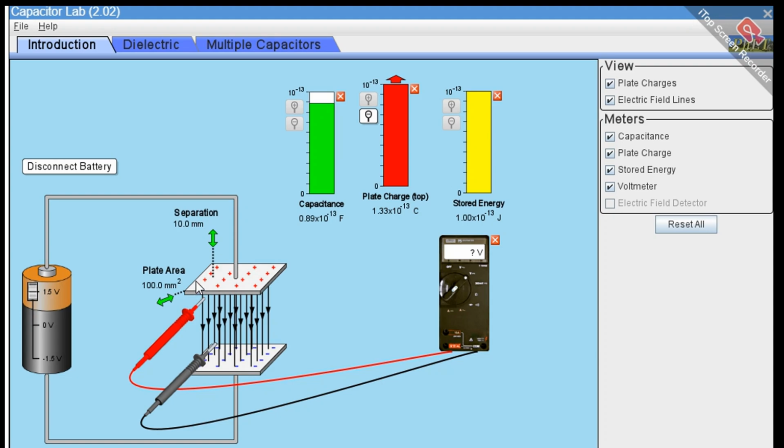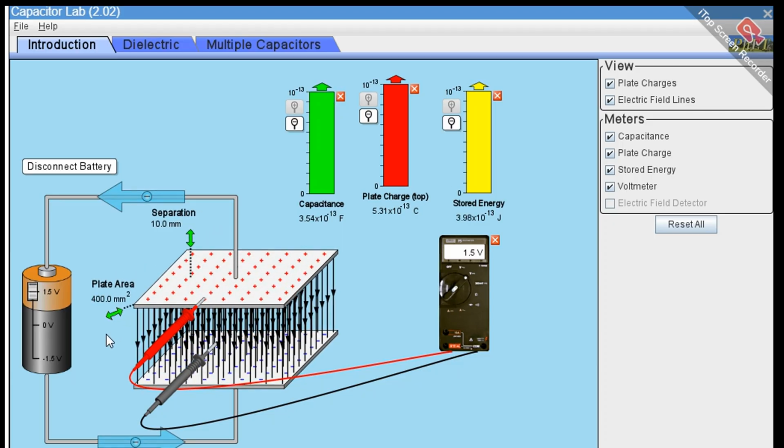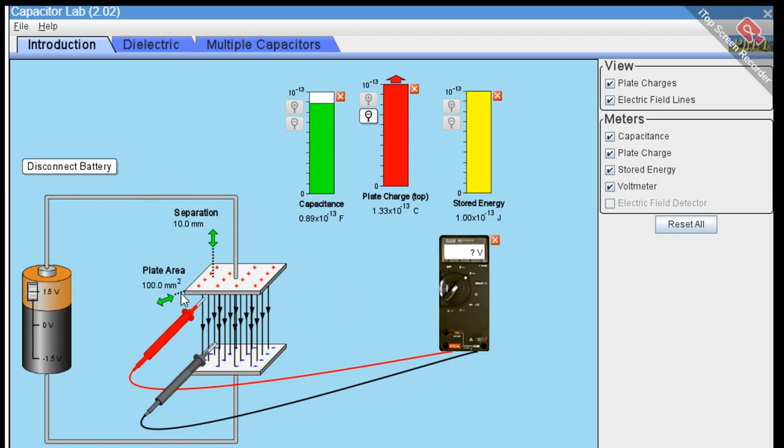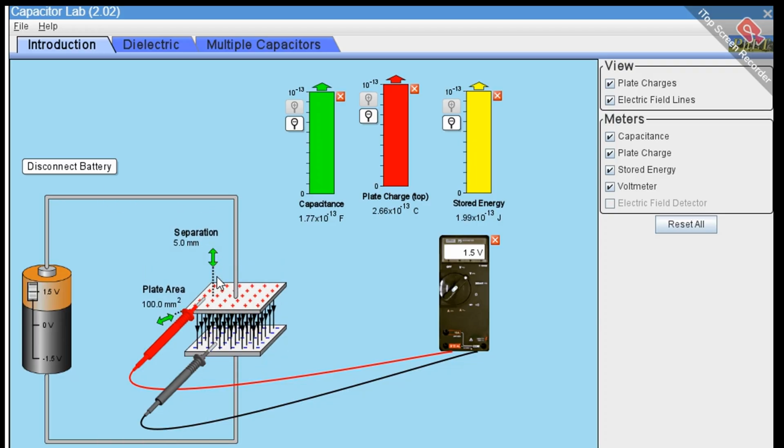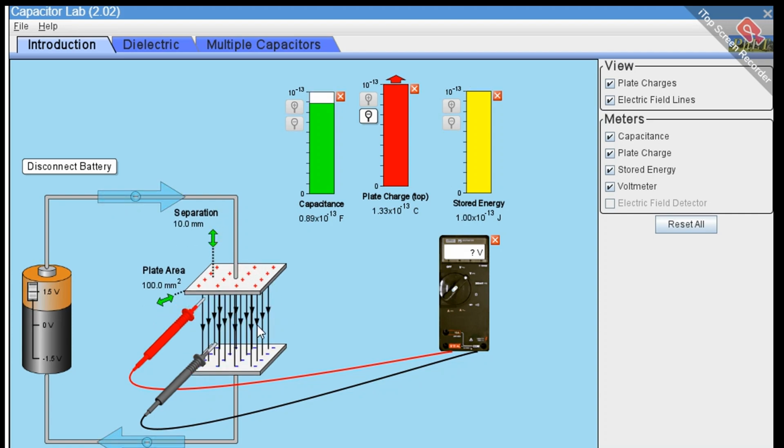And if you vary the area of this capacitor like this here, as the area of a parallel plate capacitor is increased, the capacitance also increases. Similarly, the plate charge at the top is also maximum, and the stored energy is also maximum. So we can vary this area of a parallel plate capacitor and also the distance between the two plates. And this shows the electric field lines like this.